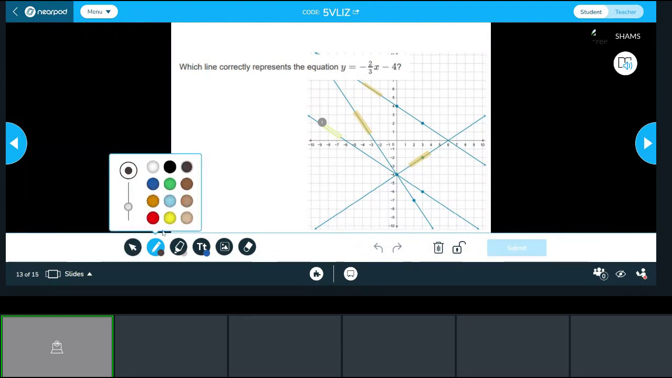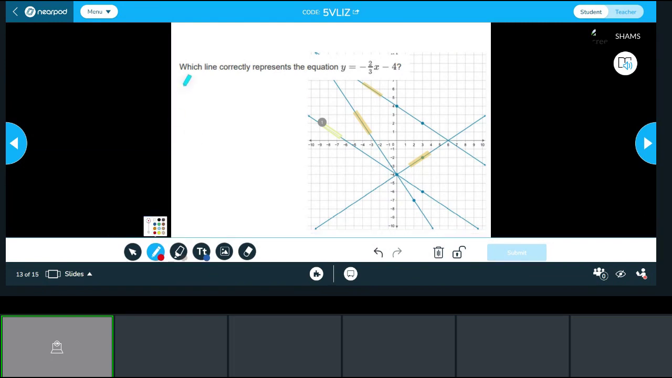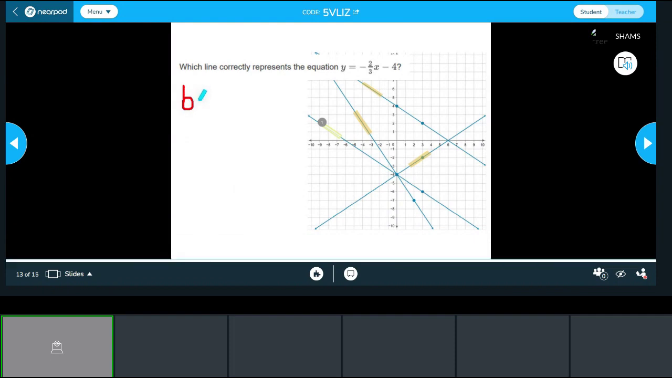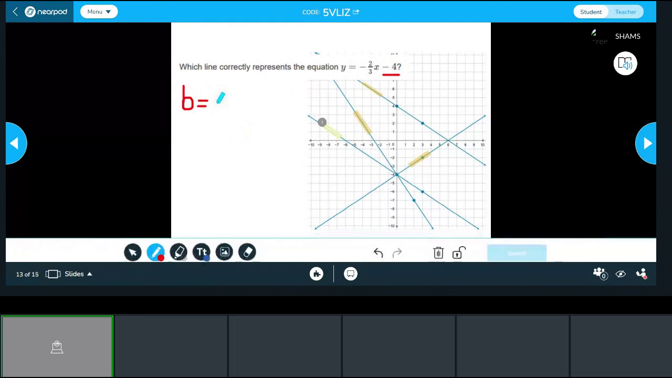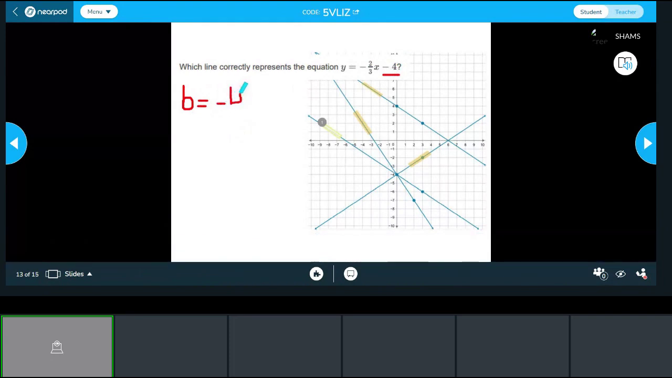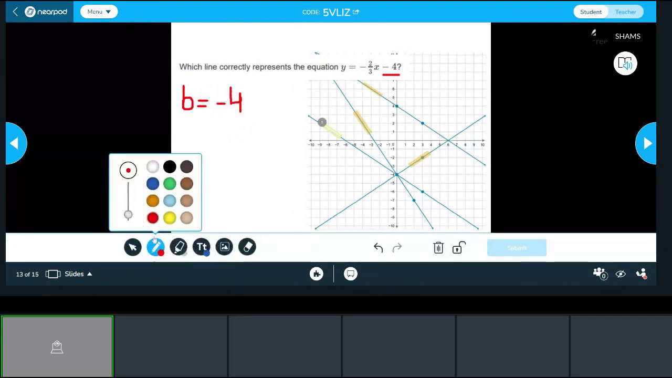Okay, let's get started. I'm going to go mark my b. Remember, in this equation, b is the ending part. B is negative 4. Where is B on the graph? I'm going to mark B on the graph. People, remember, B lies on the y-axis, where the graph meets the y-axis. So all these blue graphs I'm going to look at and see where's my B. Right here. Negative 4 is right here.